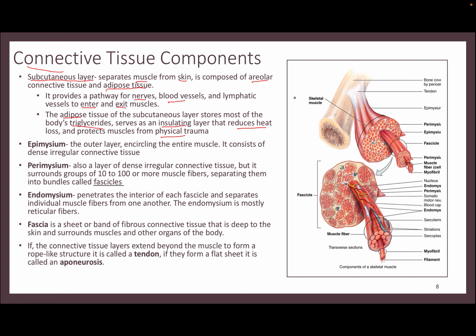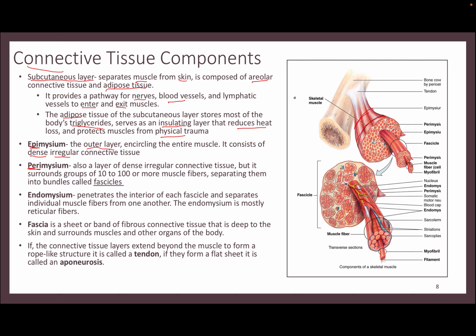All right. Then moving on to the rest of the connective tissue that we have associated with the muscle tissue. First of all, we have our epimysium. Epi means on top of. So this is going to be our outer layer. The epimysium is going to encircle the entire muscle all the way around, and it's made up of a dense, irregular connective tissue.